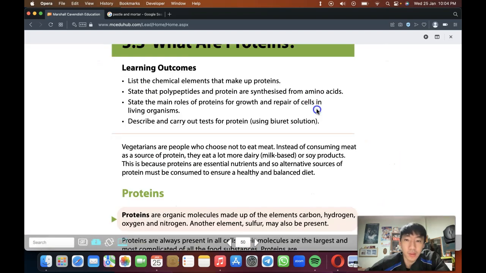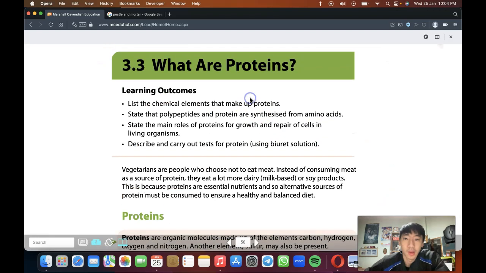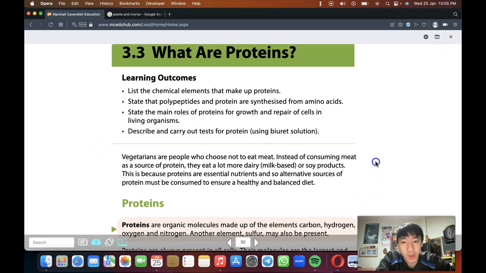Okay, so let's now talk about proteins. What are proteins? Learning outcomes. State the chemical elements that make up proteins. State that polypeptides and proteins are synthesized from amino acids. State the main role of proteins for growth and repair of cells in living organisms. Describe and carry out tests for proteins using Biuret solution.